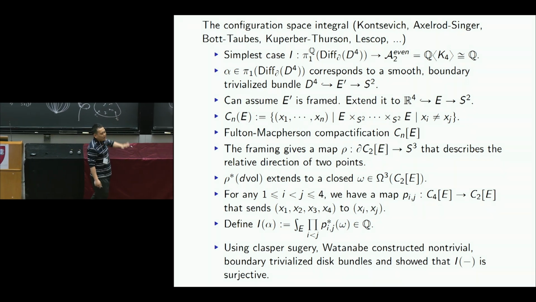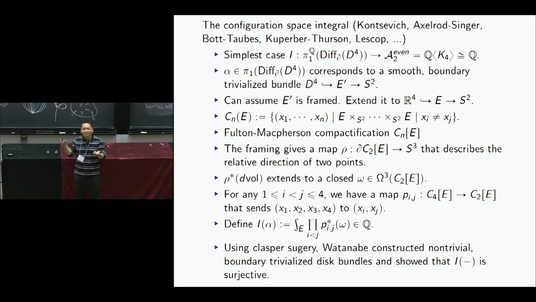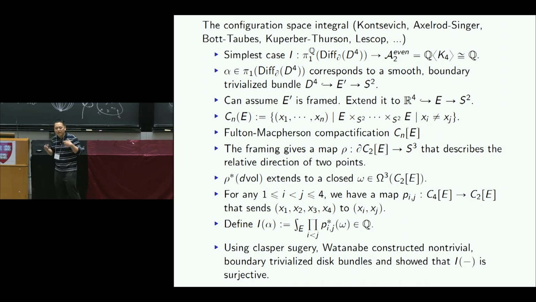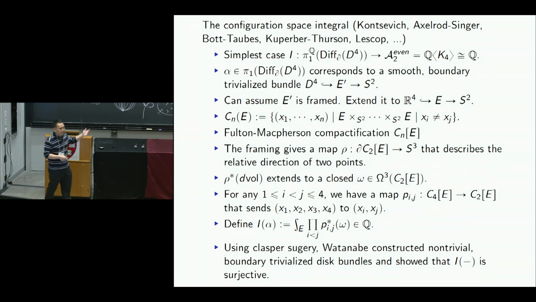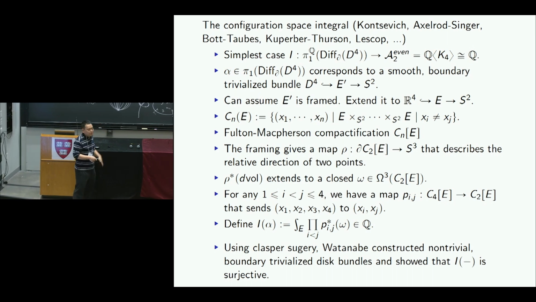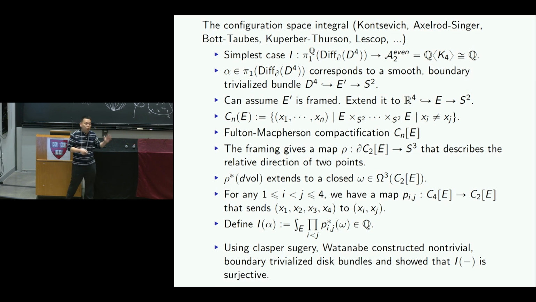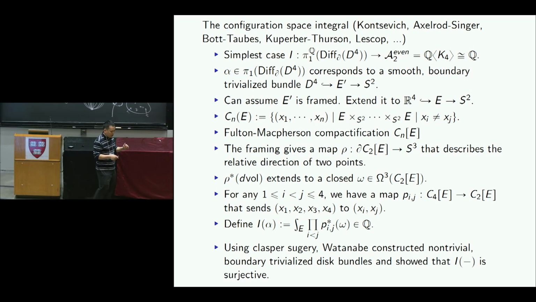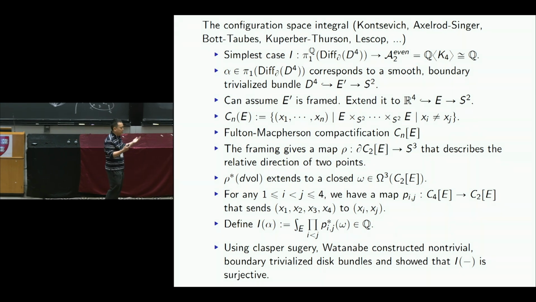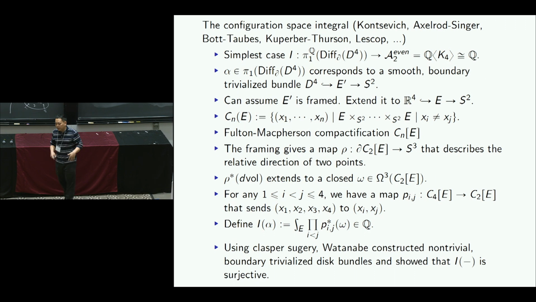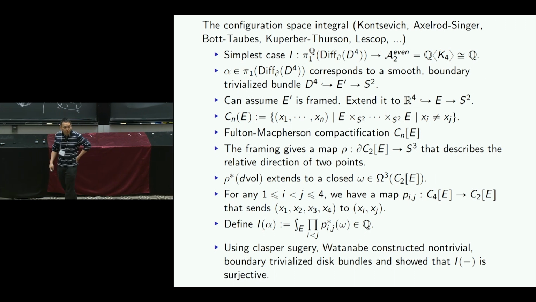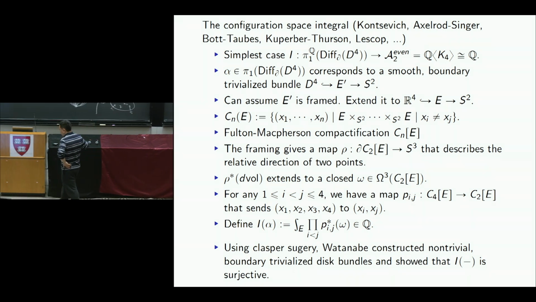Then you do a family surgery. So you just take out the tubular neighborhood and you glue in another solid torus using the framing. By doing this, you get a family over a 2-dimensional torus. And it's not hard to prove that this family is trivial when you restrict to the 1-skeleton. So it induces a family over S2. So yeah, that's the clasper surgery.